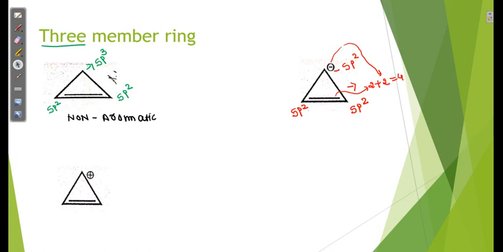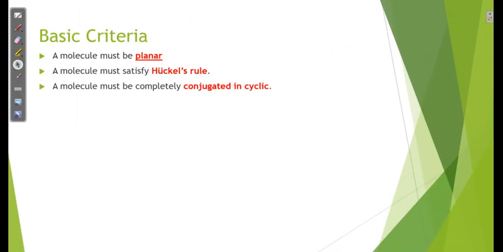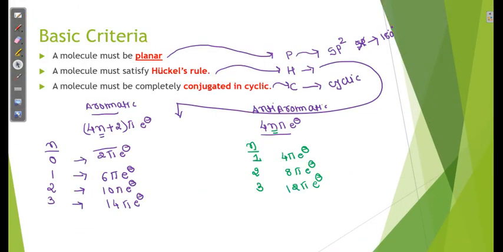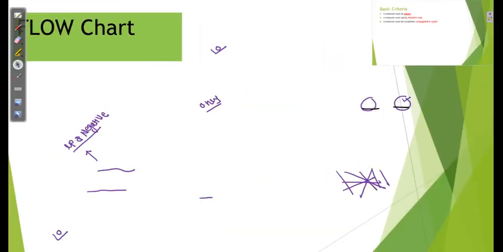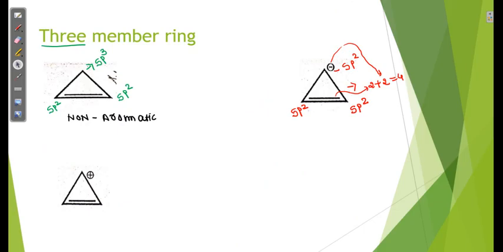All are sp2, so it comes under cyclization and hybridization, and 4 electrons come under this case according to the chart. So it comes in this case. It is known as what? Anti-aromatic. So dear student, according to this example, this is the example of anti-aromatic. Let us see the next example.